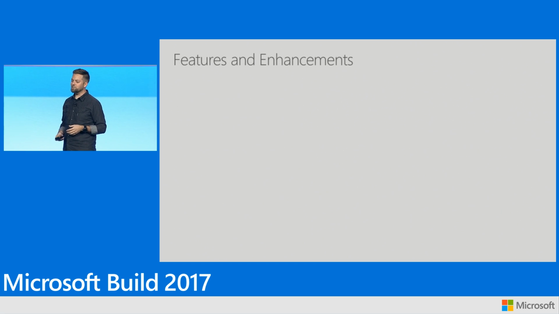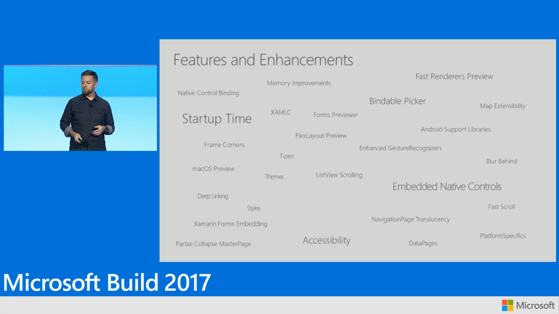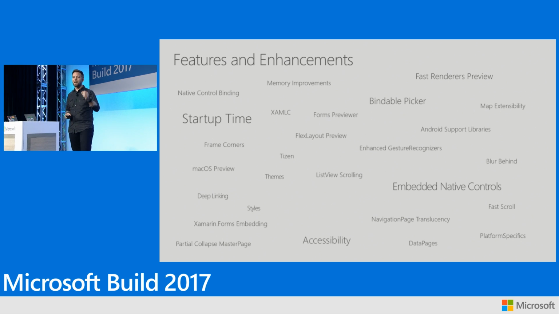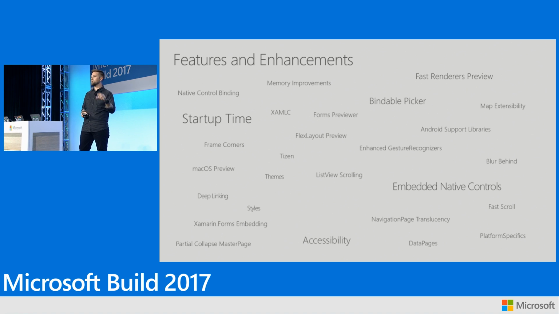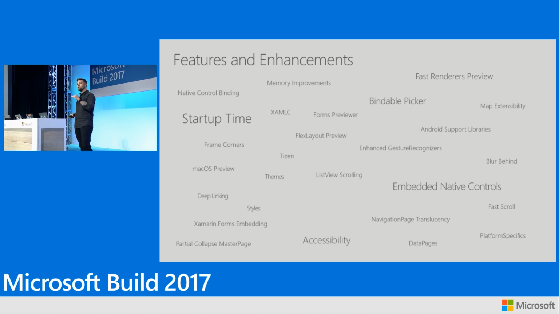OK. So what else have we been doing over the past year? Features and enhancements. So we've got a lot of things on here. Startup time is a big one that we've been working on. We've made some fair progress there. We've got embedded native controls. So within your XAML, you can just say, hey, iOS UI label, iOS UI text field. Those native controls you can get to directly.